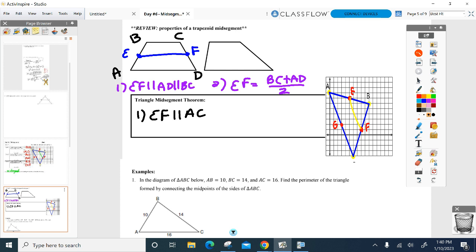Same thing applies to the midsegment of a triangle, except I don't have two bases. I just got one side. So group 1, EF is going to be equal to half the length of the third side, AC. Make sure yours matches your midsegment and your side. So that's what a midsegment is. Same thing as the trapezoid. Parallel to the other side and half the length.